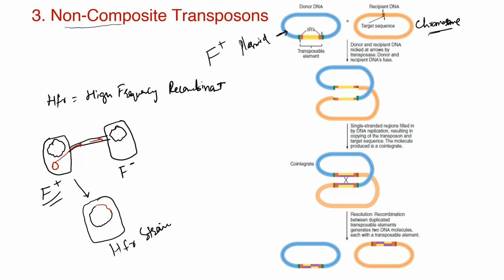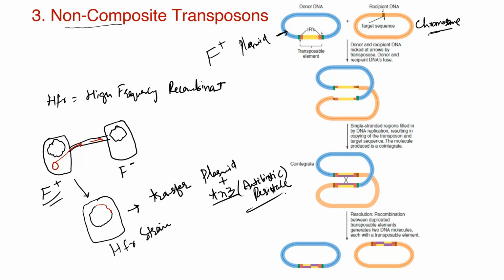Then this Hfr strain will help this bacteria transfer the plasmid plus this Tn3 into the neighboring bacteria. If this Tn3 has antibiotic resistance, it will be able to replicate the Tn3 into the neighboring bacteria and also transfer antibiotic resistance into that bacteria. So these non-composite transposons are also medically important, as they help in transmission of antibiotic resistance between different bacteria.